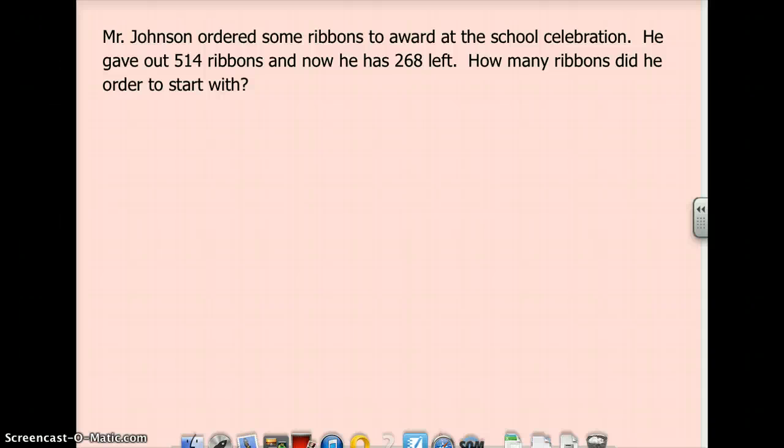Okay, so here's another story problem. First thing you do is read the story problem out loud. Mr. Johnson ordered some ribbons to award at the school celebration. He gave out 514 ribbons, and now he has 268 left. How many ribbons did he order to start with? My kids automatically know you look at that question and you put it into a statement.